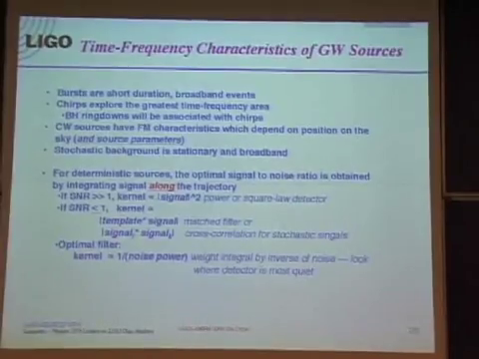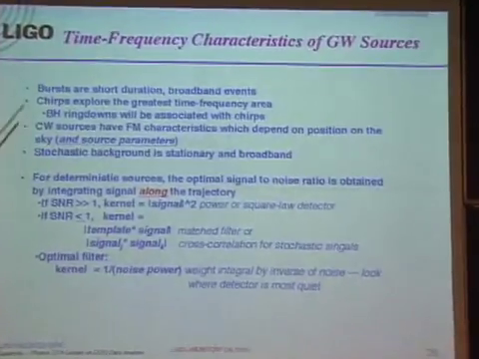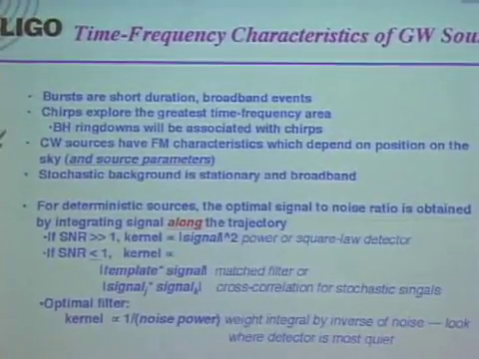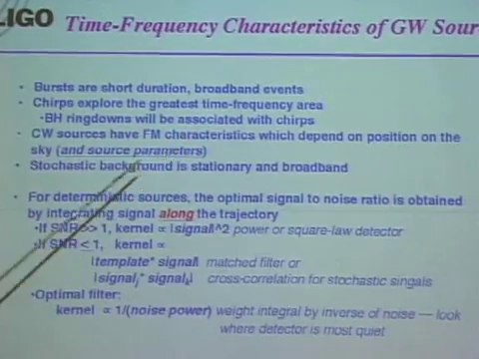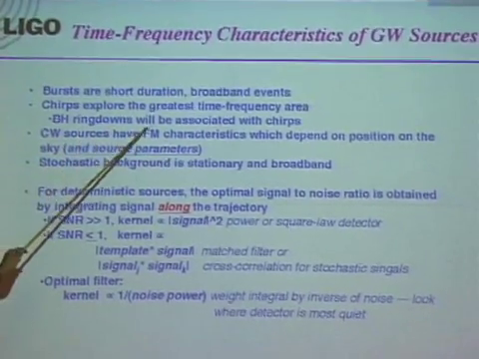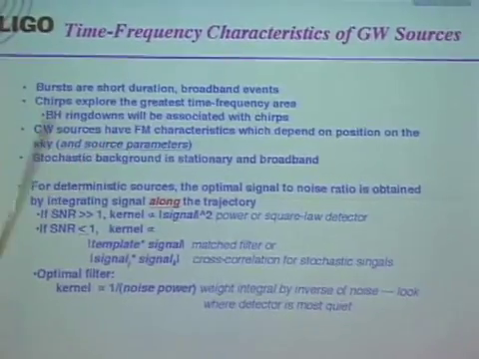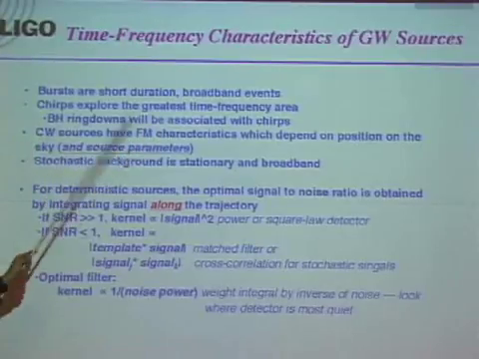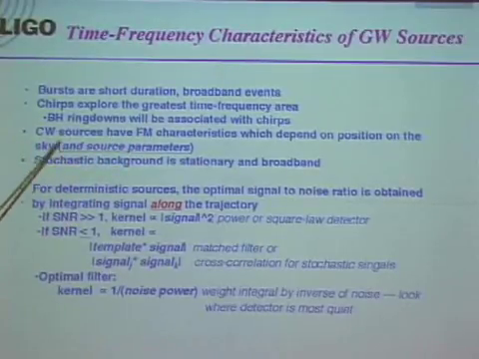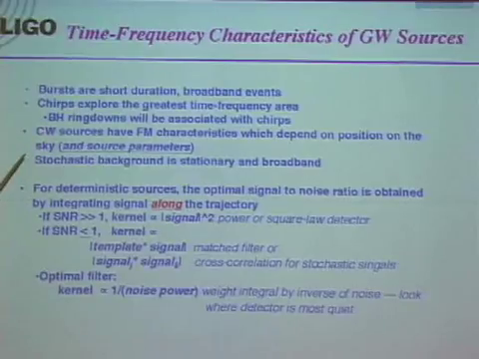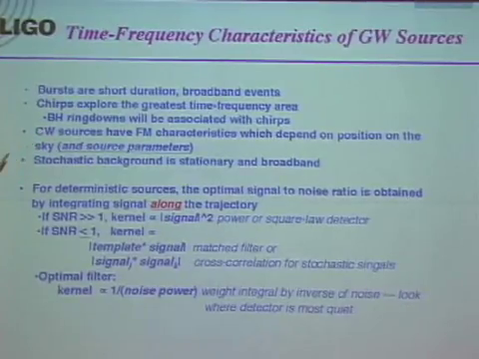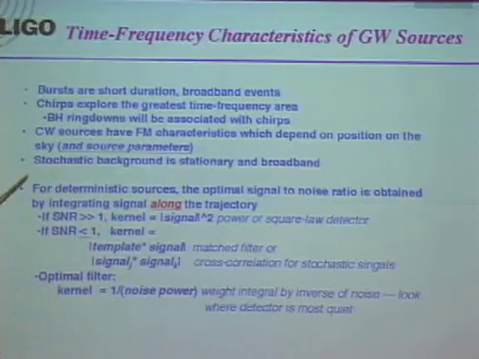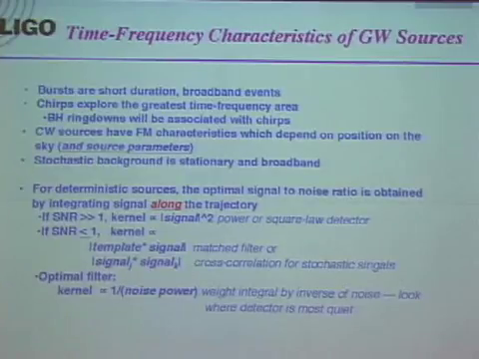So if I consider the image that I showed you earlier, we have bursts represented as short duration broadband events. Chirps explore the greatest time frequency area and are going to be expected to be associated with black hole ring downs at the terminus of their frequency chirp. The CW sources have frequency modulation characteristics that depend on the point in the sky and the source parameters, but are essentially CW signals. The stochastic background looks very much like the stationary and broadband white noise that I showed earlier, except that it would be correlated among multiple detectors.